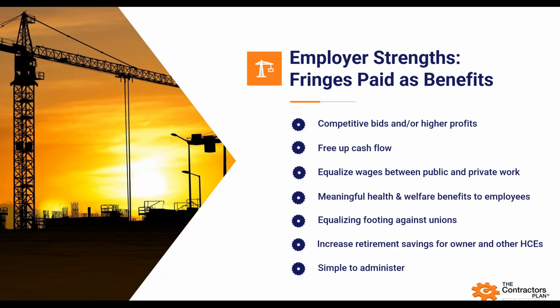Fourth, you're going to have meaningful health and welfare benefits. There's a reason every single one of the Fortune 1000 offer benefits. It's because it's a great way to recruit and retain employees. Once employees see that they have a retirement program, they see that they have health insurance, they're using those benefits, they're much, much less likely to quit, and they're much more likely to join your firm. It's one of the reasons why craft workers join unions, is that they want those health and welfare benefits. And it's going to equalize your footing against those unions, because now you're going to have benefits of a comparable nature. And as we talked about, you can increase retirement savings for owners and other highly compensated employees.